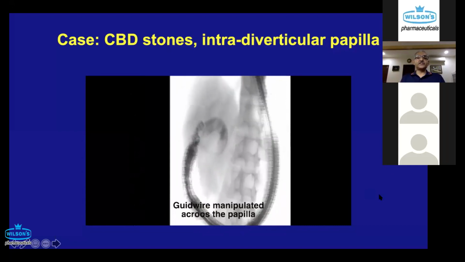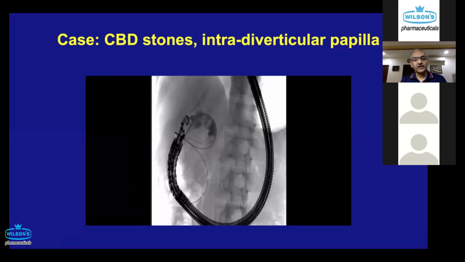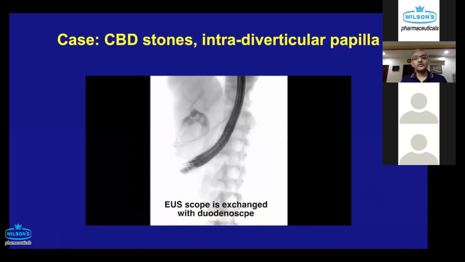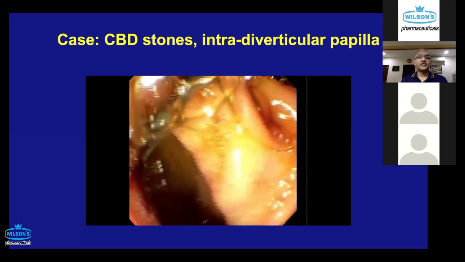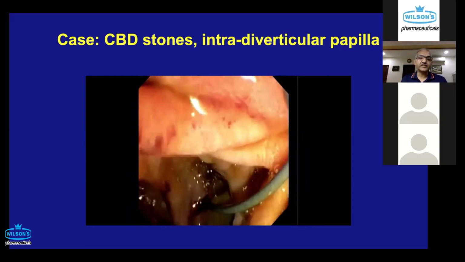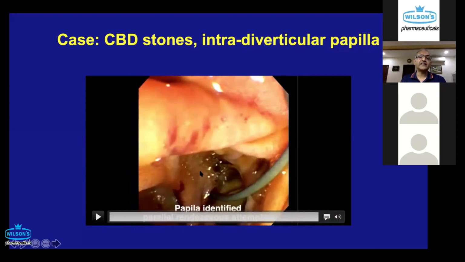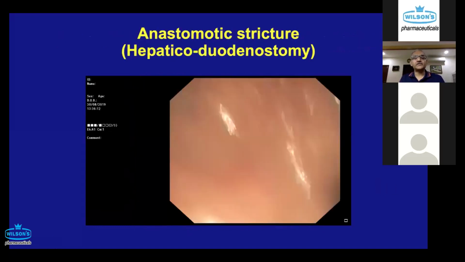Then we changed our scope to a regular ERCP scope, leaving the guide wire coming out of the papilla, and then completed the rendezvous procedure. You see, it's still off. The papilla was so small and tiny, behind the upper lip of the diverticulum. So that's where it helps.